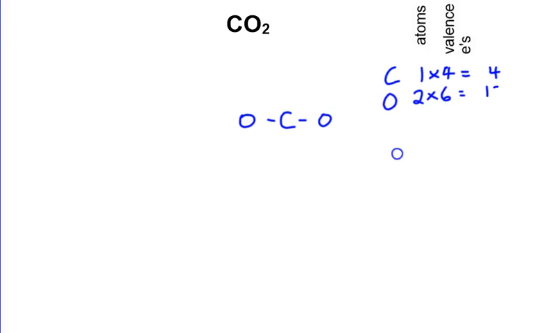Let's go to carbon dioxide. Here we go. Who's in the middle? Carbon, good. Okay. We'll put oxygen on either side, and then we're going to ask, how many carbon atoms do we have? 1. Times how many valence? Carbon's in column 4, so we get a total of 4. And oxygen, how many? 2. And the valence? 6. Gets you 12.